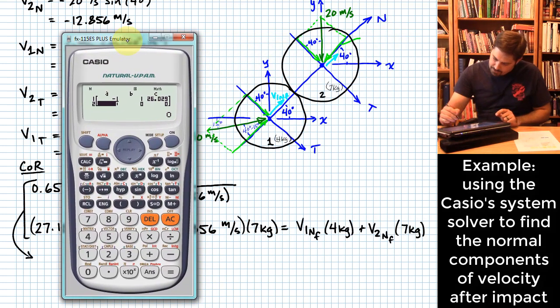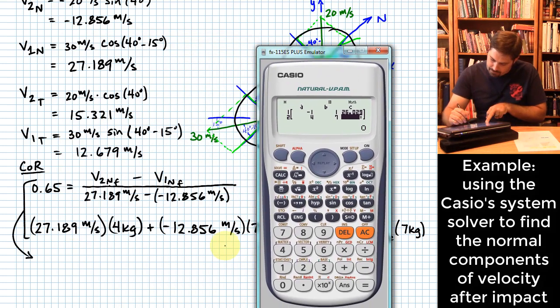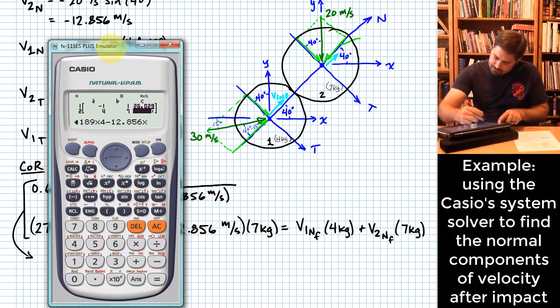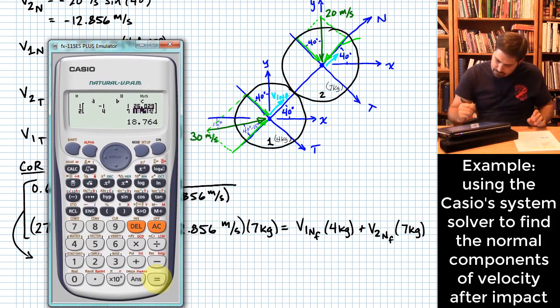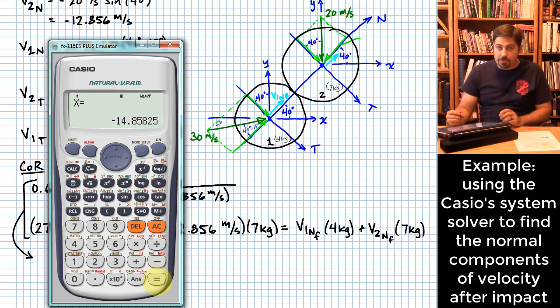Now we look at this other one, and we have V1NF gets multiplied by 4 kilograms. V2NF gets multiplied by 7 kilograms. And then all of that is going to get set equal to all this other stuff on the other side of the equation, so that goes 27.189 times 4 minus, because that's a minus sign right there, 12.856 times 7. Okay, when I hit equals, now this ends up giving me my answers for these two values.